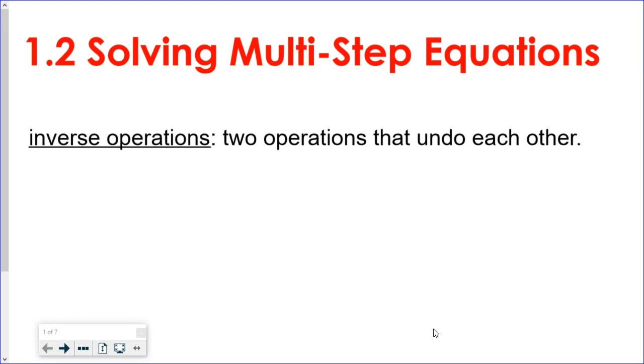Basically, an inverse operation is two operations that undo each other. We've been doing that. So if I say p plus 10, what's the opposite of plus 10? Minus 10. So that's an inverse operation. If I say x divided by 2, how do I get rid of divided by? Well, I multiply. So that's all that means.